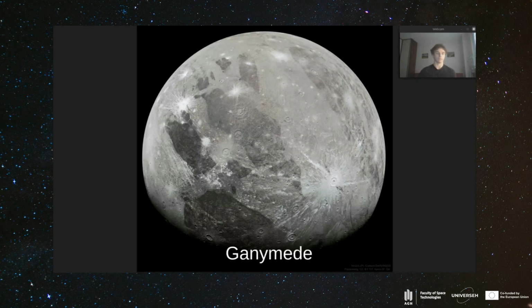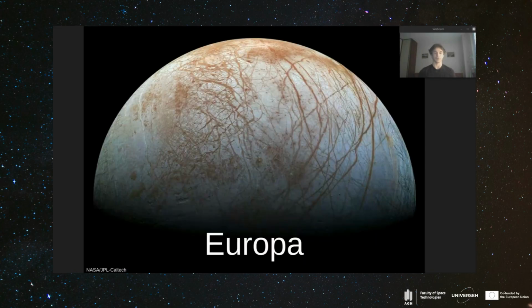So now I would like to move to Europa, the case study, and firstly I would like to discuss the general structure of Europa. We believe that Europa has an icy crust that's around 15 to 25 kilometers thick, and underneath there is a subsurface ocean, which is around 60 to 150 kilometers deep.